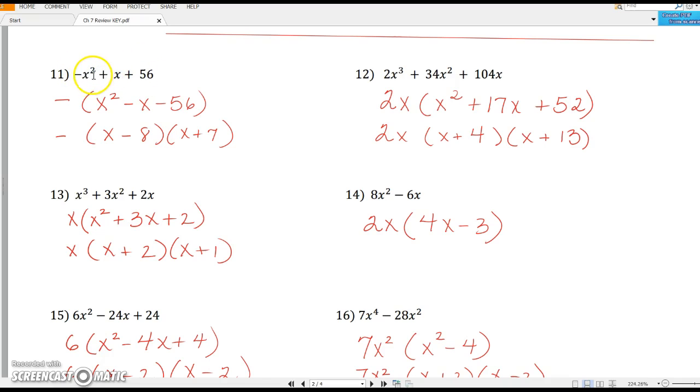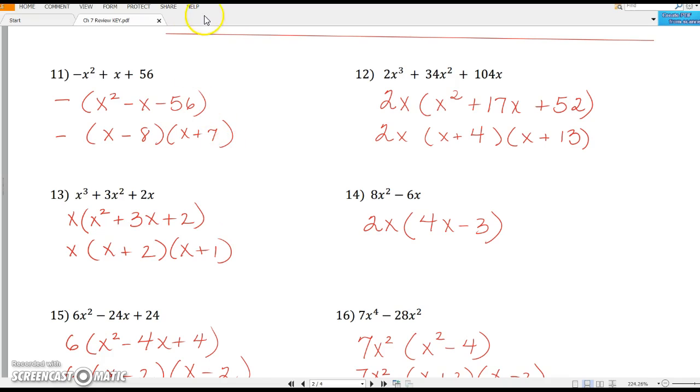So now instead of this being a negative, it's positive. Instead of this being positive, it's negative. Instead of this being positive, it is negative. Now go from here. Carry your negative or your -1 down. This is a trinomial, so it's going to factor into two binomials. Put your two sets of parentheses there.